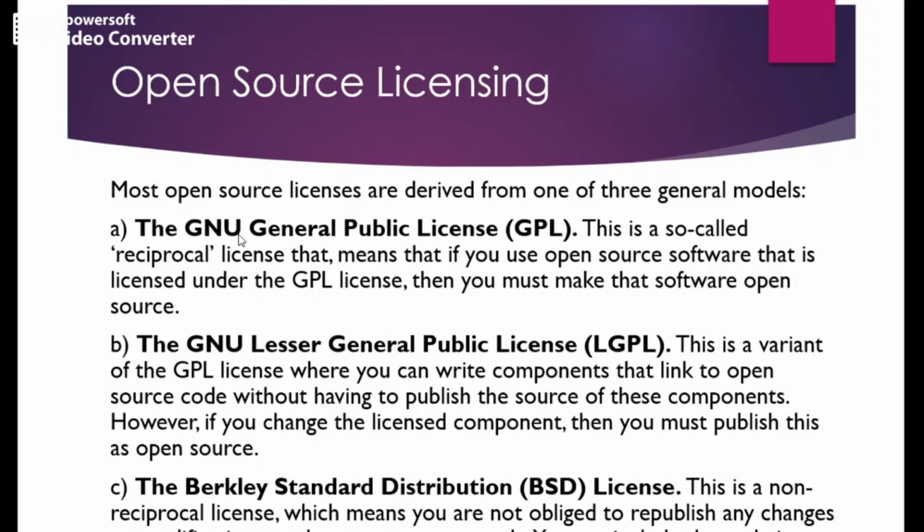First one is the GNU General Public License, which we call GPL. This is also called a reciprocal license. That means if you use open source software that is licensed under the GPL, then you must make that software open source. Okay.